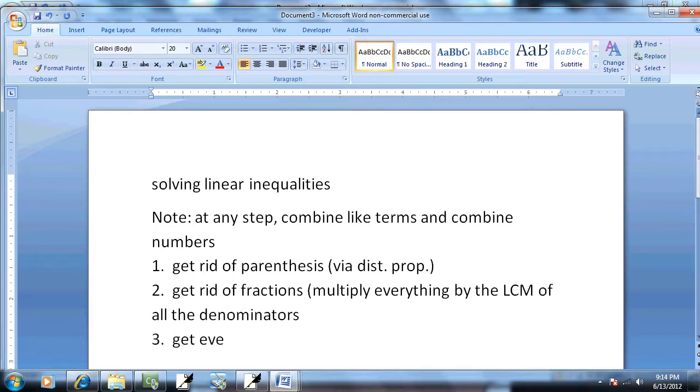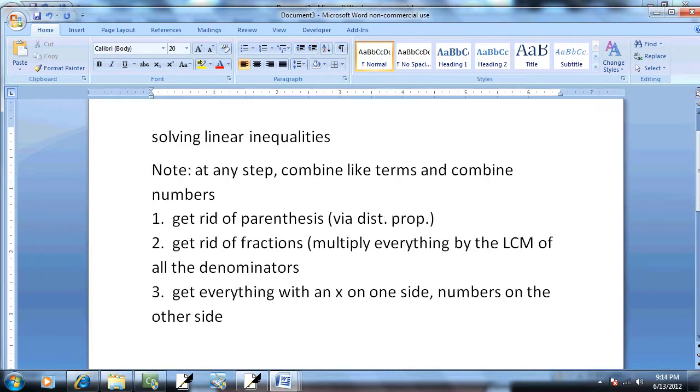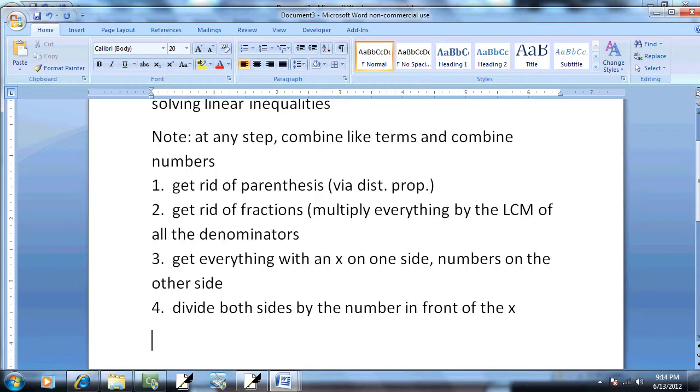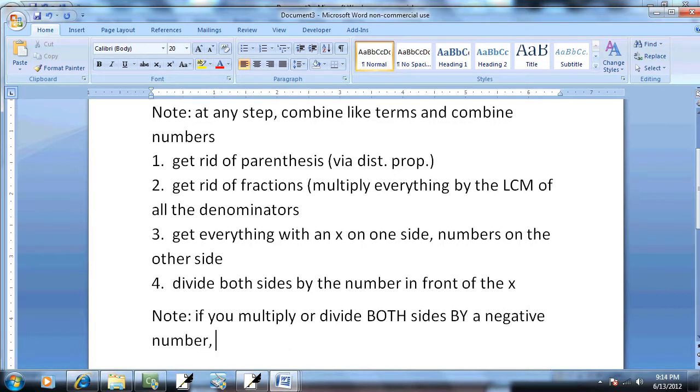Step 3, get everything with an X on one side, numbers on the other side. Step 4, divide both sides by the number in front of the X. Then we have a note down here. It says if you multiply or divide both sides by a negative number, flip the inequality symbol.